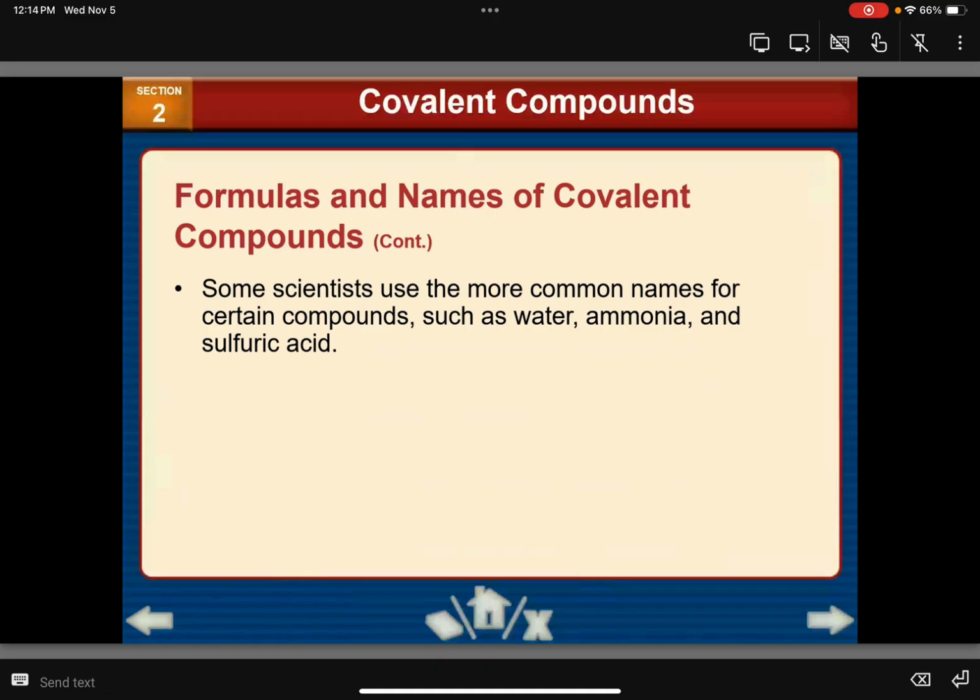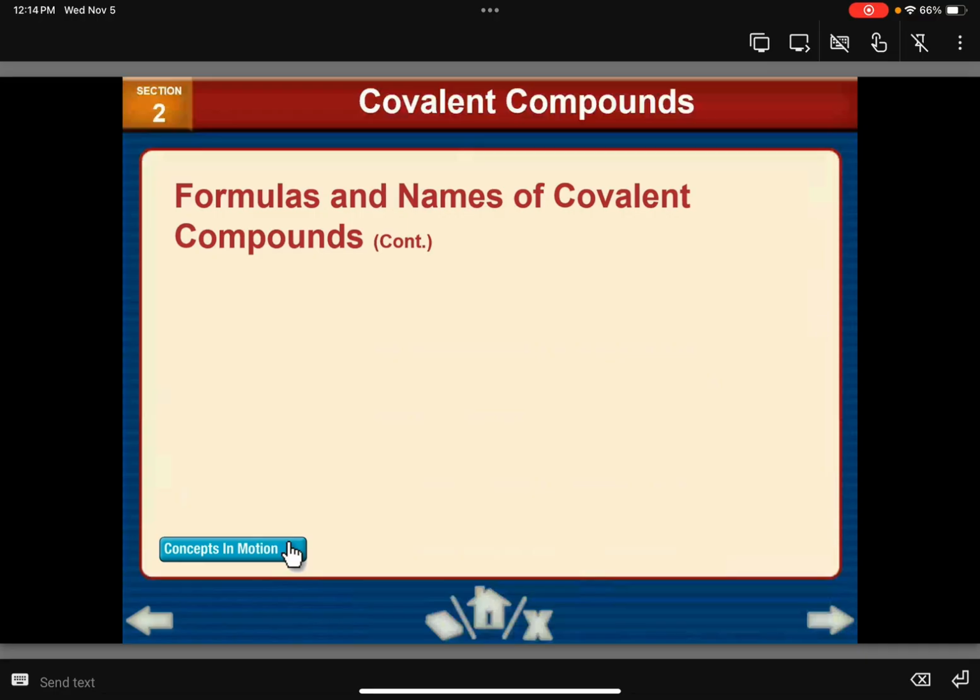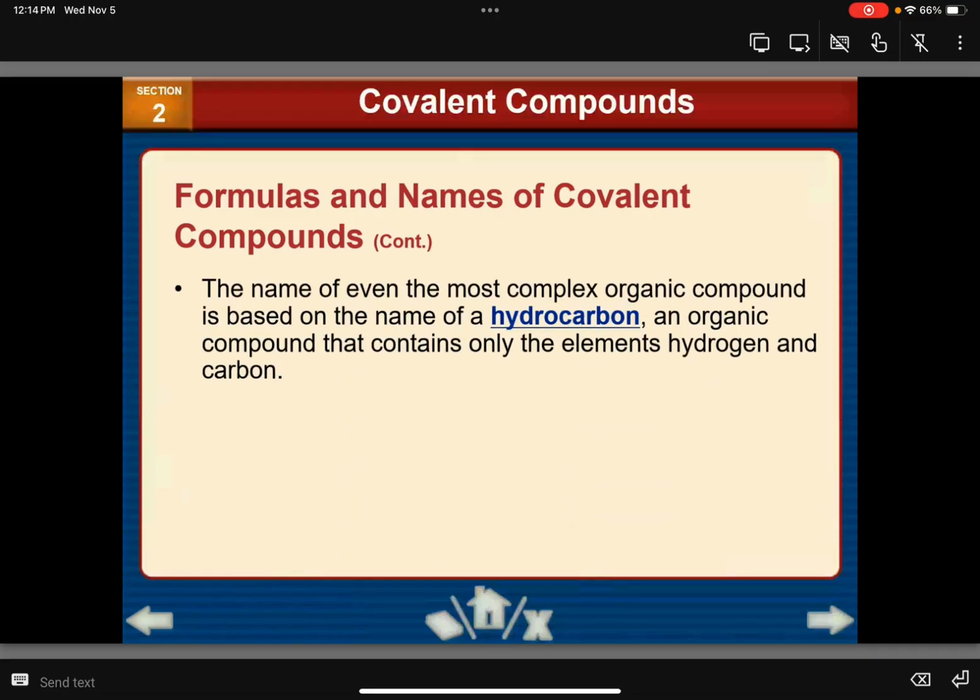And then we're gonna look at table 8, which has hydrocarbons on there. And again, I am not going to require you to memorize them. That's why they are on a table on that piece of paper for you. So, the name of even the most complex organic compounds is based on the name of a hydrocarbon, which is an organic compound that contains only the elements hydrogen and carbon.